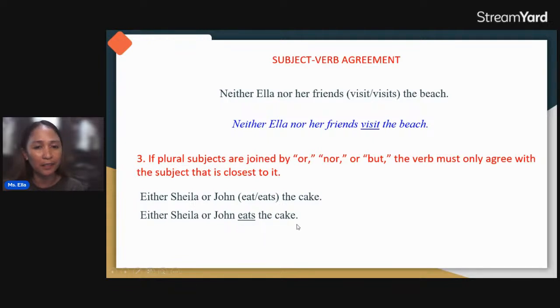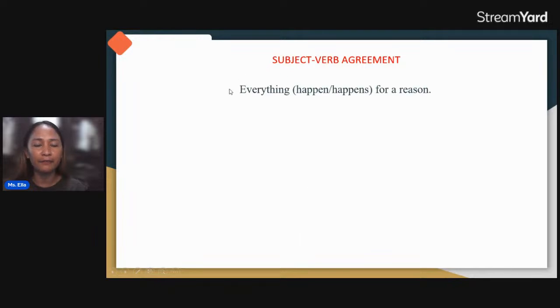I hope it's clear. Now let's have this next sentence. Everything happened or happens for a reason. Again, everything happened or happens for a reason. Okay, so the correct answer here is everything happens for a reason. Why is it happens? Why is it a singular verb when the subject is everything? Everything is more than one.